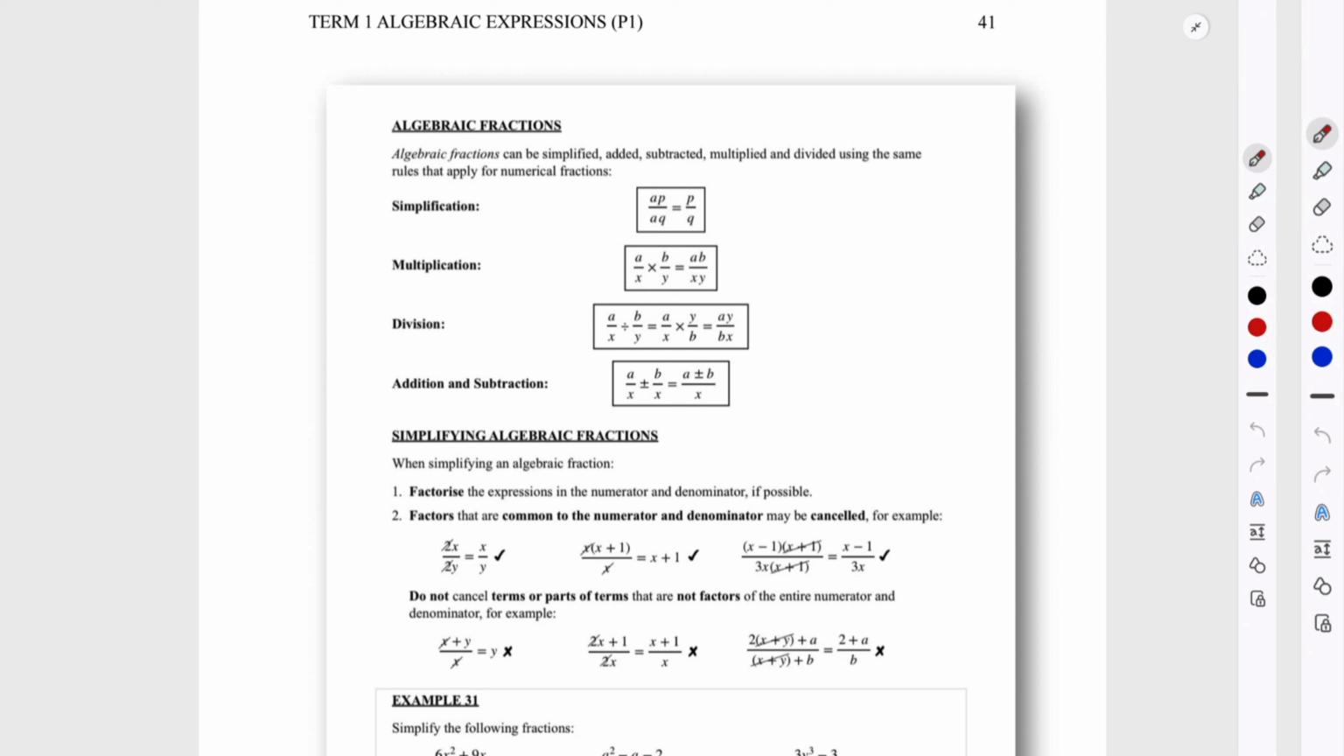So, guys, now I'm doing algebraic fractions. I hope you are good with factorize now. We are moving to algebraic fractions. Now, let's do a bit of theory or background on this revision.